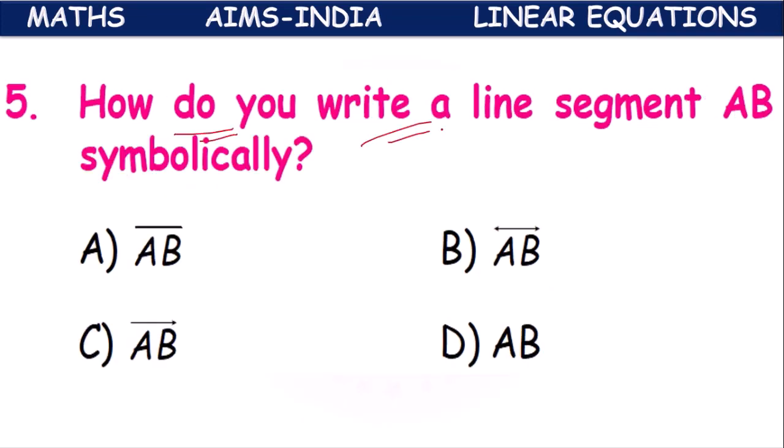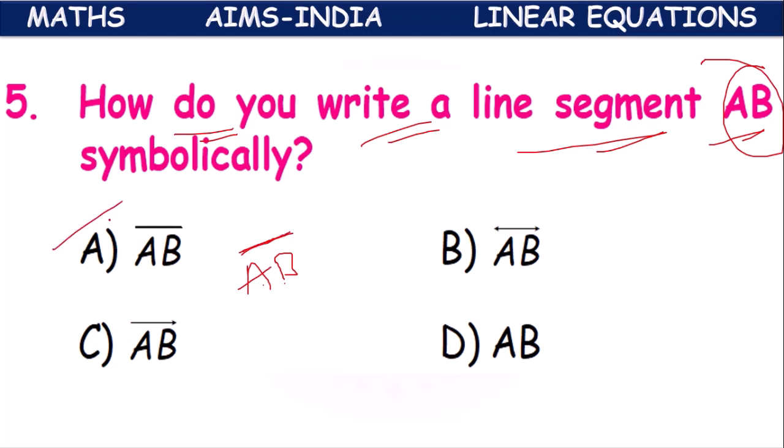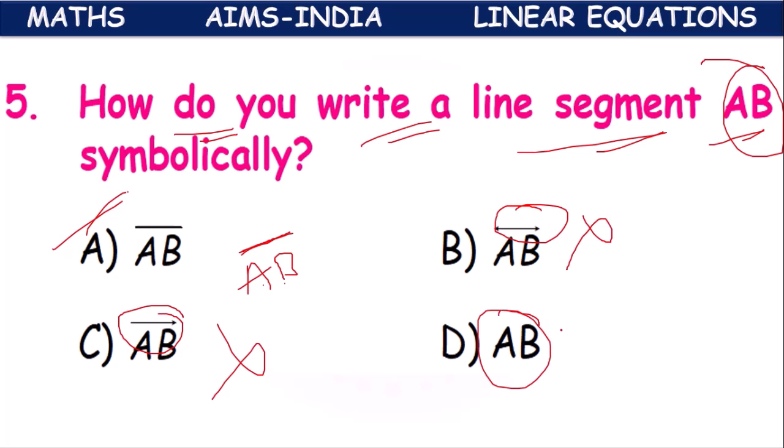So how do you write a line segment AB symbolically? Line segment means which cannot be extended. No arrow mark. Fixed. Only on the AB we have to keep only bar. So A option is correct. Two sides arrows, line, wrong. One side arrow, ray, wrong. No arrow, no bar, wrong. So answer is AB bar. It's a line segment.